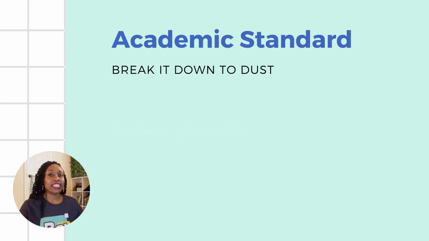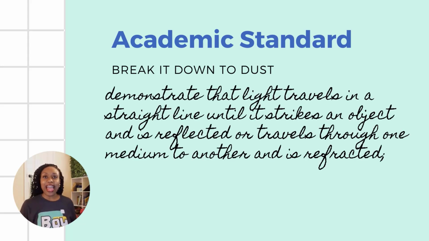Now we're going to look at the academic standard. And the key here is to break it down to dust. You need to know the standard forwards and backwards. Consider how many days you have to teach the standard and how deep and wide you need to go with your students. For my academic standard today, we're going to talk about reflection and refraction.